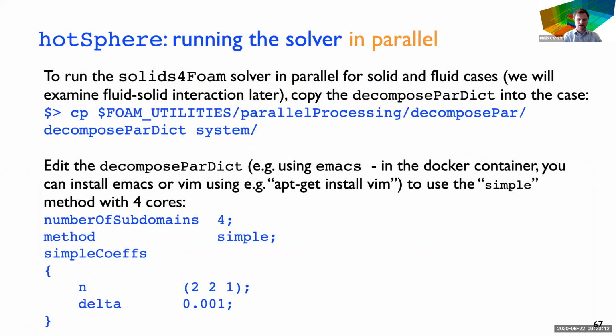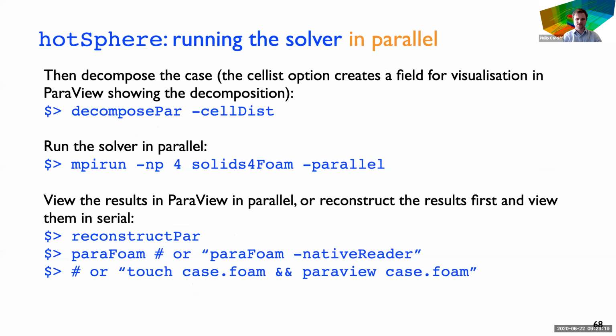If you want to run in parallel, you can just copy a decomposed project like you would normally do, put it in the case, decompose the case, use the typical MPI run or whatever script is on your cluster, and then you can reconstruct it afterwards.